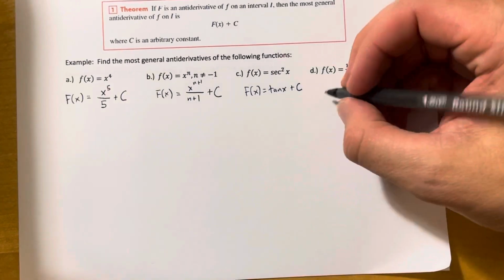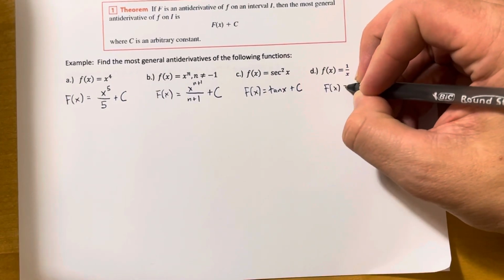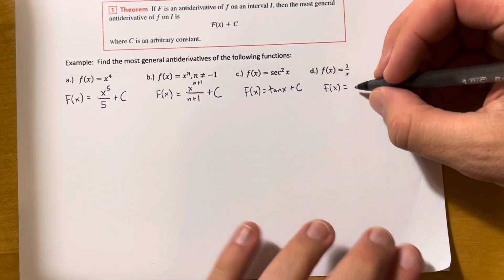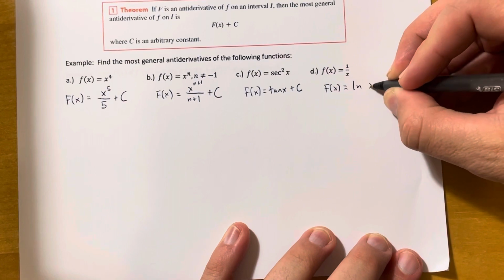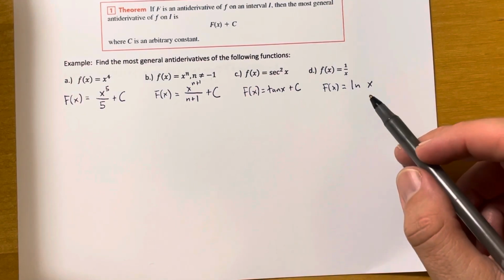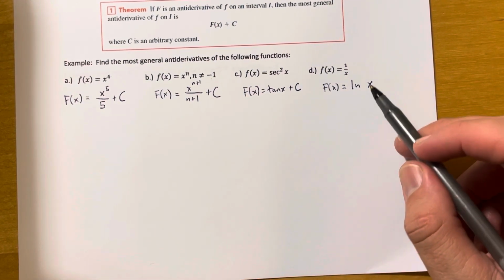Okay, finally we have this guy. Can you think of a function whose derivative is 1 over x? I sincerely hope that you can. The natural log of x does. Now, you may not remember this, and I would encourage you to go back to chapter 3 where we found the derivative of the natural log function to refresh on this.